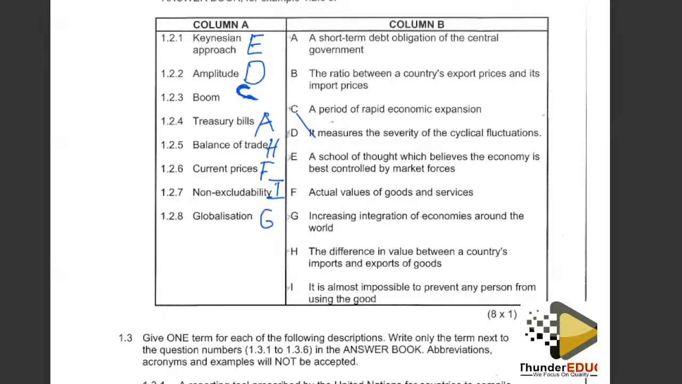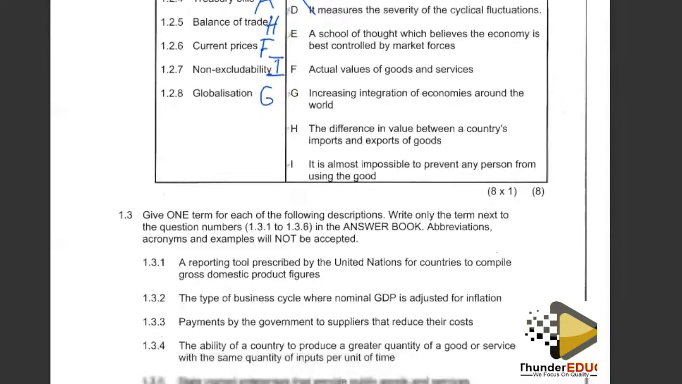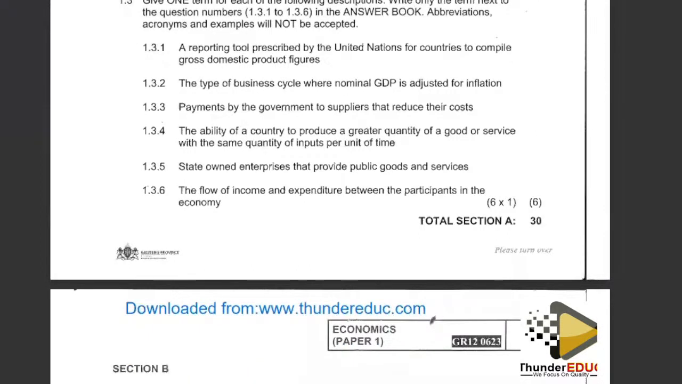Okay, right, grade 12. So now we are done with this question. Let's move on to the next question, 1.3. Of all the questions, 1.3 is somehow very tricky. Why are we saying it is very tricky? It is very tricky because it needs you to understand the content of economics. If you are used to memorizing concepts, when it comes to this question, it is not easy to master all of them if you are not well equipped with the concepts.